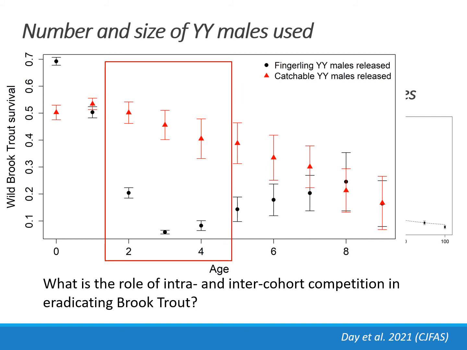Remember earlier how I mentioned how strong the effect of density dependence alone was in reducing the brook trout population. I think this sort of validates that point, in that when we used catchable YY males, there was almost no extra mortality on these middling sort of age classes, and you don't see that effect until you get to the upper age classes, which was the upper limit of the brook trout that we simulated.